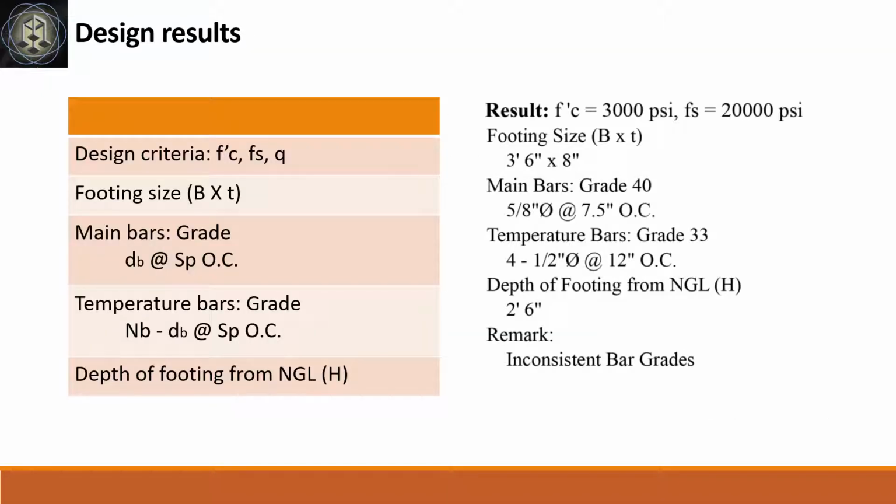Design results are as follows. f'c equals 3000 psi, fs equals 20,000 psi, footing size is 3 feet 6 inches by 8 inches, main bars of grade 40, 5/8-inch diameter bar at 7.5 inches on center, temperature bars of grade 33, 4 pieces half-inch diameter bar at 12 inches on center, depth of footing from natural grade line 2 feet 6 inches.